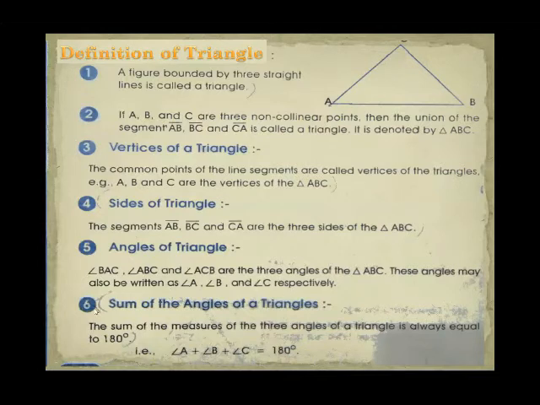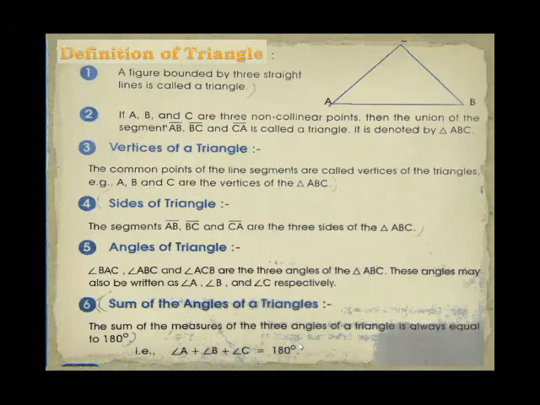Okay students, the sixth point is the sum of the angles of a triangle. A triangle has 3 angles, we already know that, so the sum of the measures of the 3 angles of a triangle is always equal to 180 degrees. That is, angle A plus angle B plus angle C is equal to 180 degrees. It means that if in a triangle we have angle A, angle B, and angle C, and we add them together, we get their sum equal to 180 degrees.